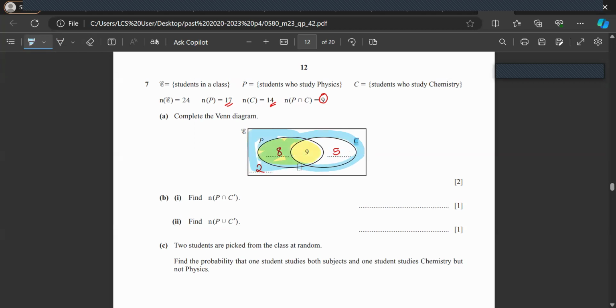Which part contains the two colors? 8. Okay, you got it? Okay, the next question, I will erase this highlight.